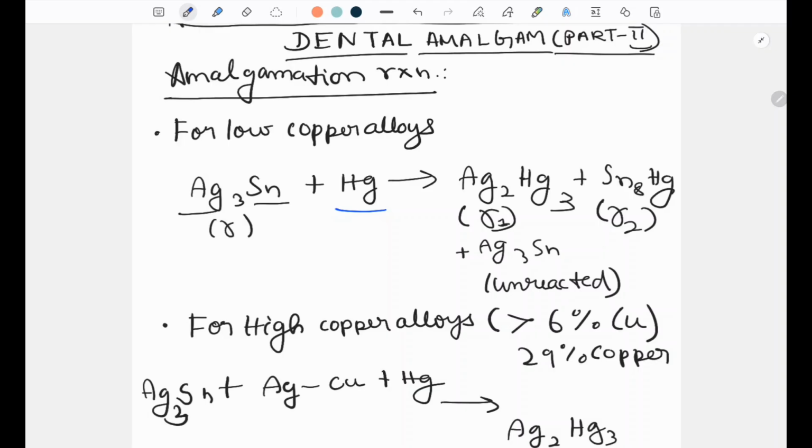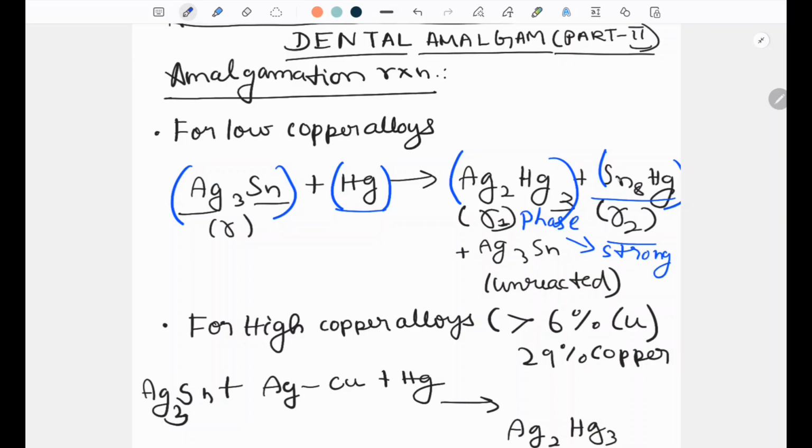And here for low copper alloys, the silver and tin together react with mercury and form silver mercury, that is the gamma 1 phase, which is a bit strong phase, whereas the tin mercury phase is the gamma 2 phase, which we have seen in the previous video also, that is the weakest phase.